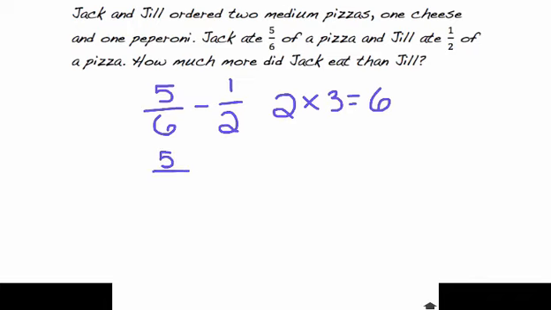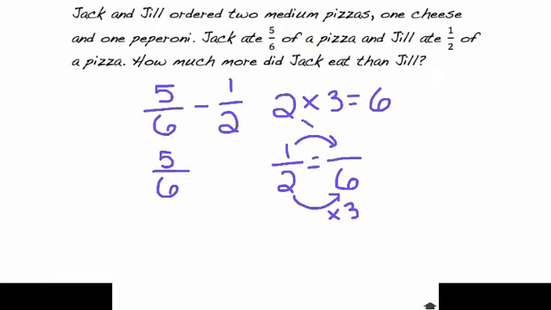Since 5/6 already has a 6 on the bottom, we can leave it the same. The 1/2 needs to have a 6 on the bottom, so we are going to make equivalent fractions. So up above we saw that we can get from 2 to 6 by multiplying by 3. Whatever I do to the bottom, I have to do the same thing to the top. Since the bottom one is 3 times larger, the top one also has to be 3 times larger. We can see here that 1/2 and 3/6 are equivalent fractions. I'm going to replace that 1/2 with 3/6, so we have a common denominator.